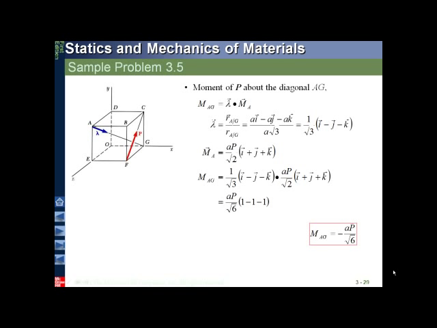So anyway, the answer down there where you see AP divided by square root of 6 times the quantity of 1 minus 1 minus 1, the reason you have that is i times i is 1, negative j times positive j is negative 1, negative k times positive k is negative 1, so you end up with a negative 1 down there. Okay?